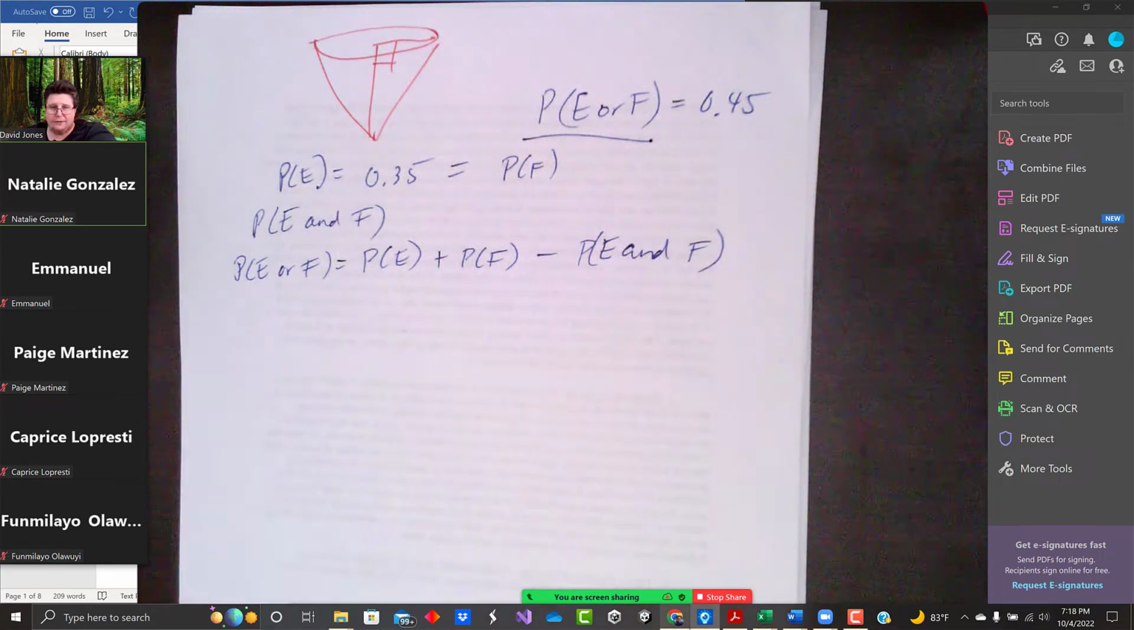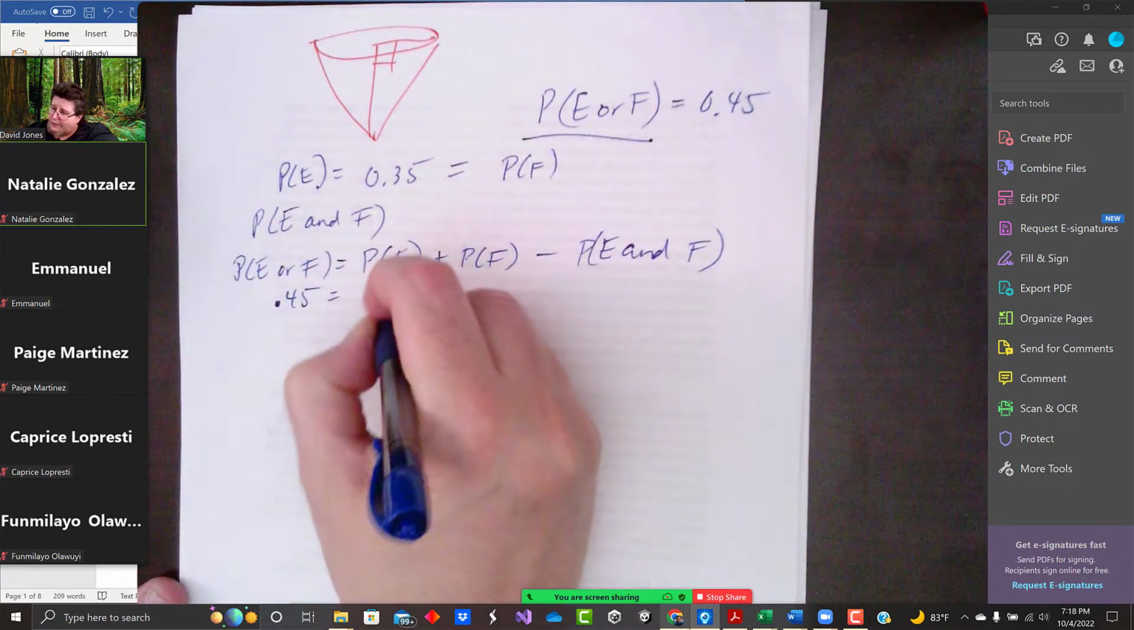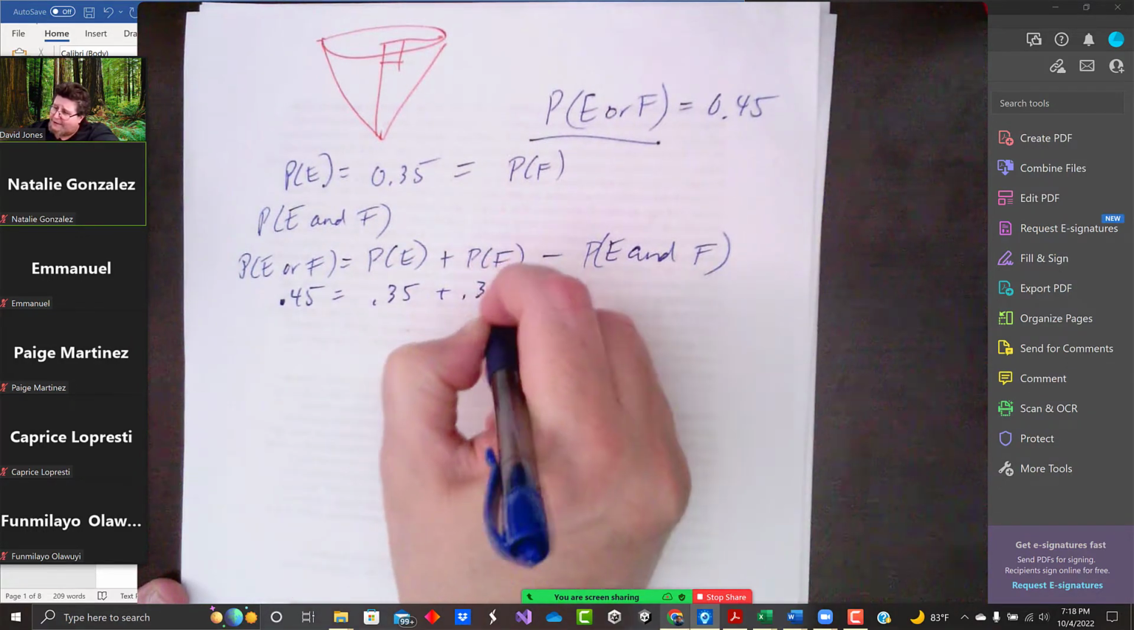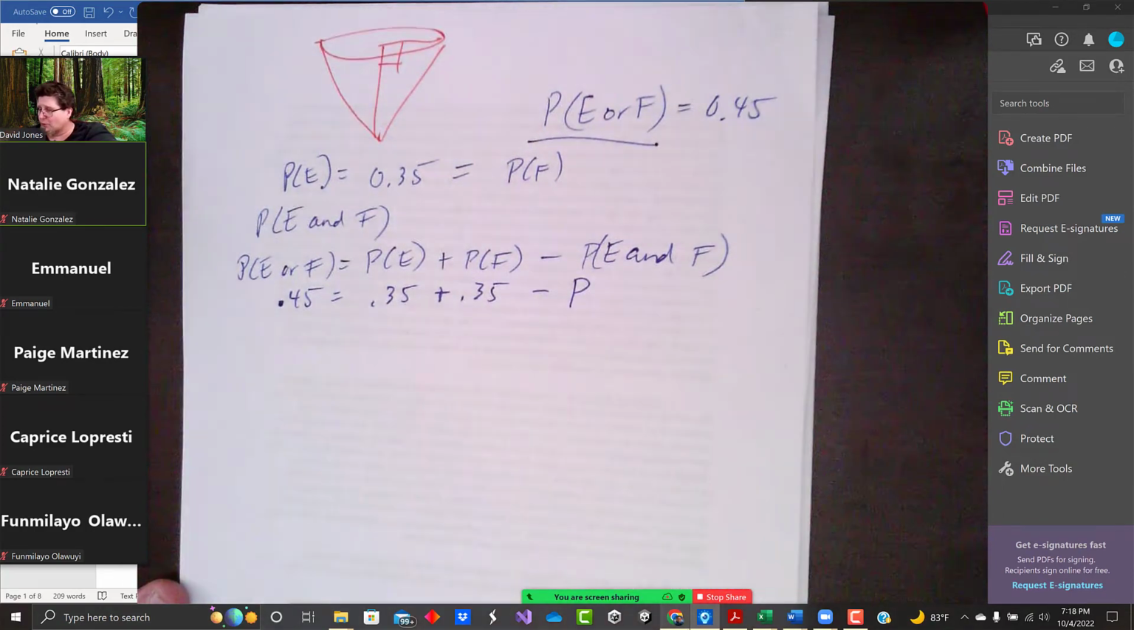And we can fill in almost every single thing here. I got 0.45 here. I've got 0.35 plus 0.35. This is the only thing I don't know. I'm just going to say P. I don't want to write the whole thing again.